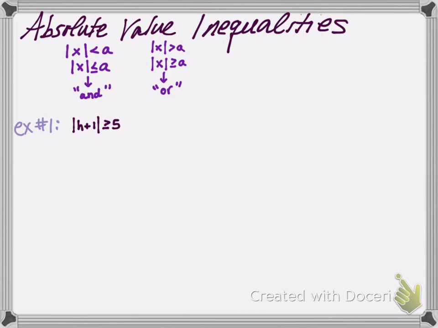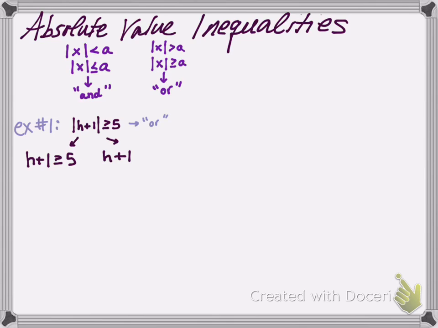So we have a greater than or equal to sign. So that means we are going to be looking at an or statement based on what we have written above. Now that we've decided it's an or statement, it's time to split up into our two different cases because it is an absolute value equation. So the first one is set equal to the positive. Our second is going to be set equal to the negative.